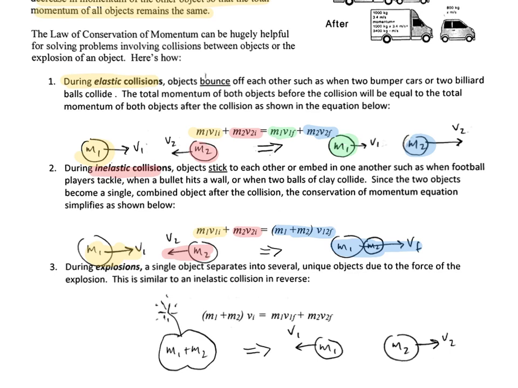So in an inelastic collision, which is what we just looked at here, two objects become one. Well, the opposite is also possible. What if one object became two? Well, that would be an explosion. During an explosion, a single object separates into several unique objects due to the force of the explosion. This is similar to an inelastic collision in reverse. So what do I mean by that?